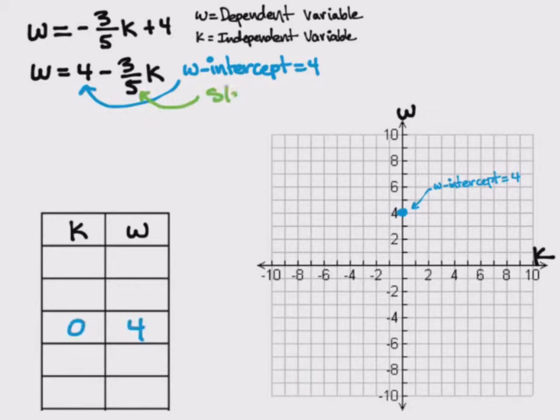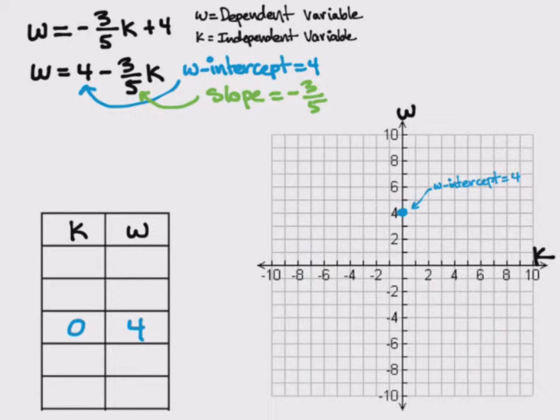Now the slope of this line is going to be -3/5, which means every time k goes up by 1, w will go down by 3/5. Or every time we move 1 unit to the right on our graph, we're going to move 3/5 of a unit down on our graph.